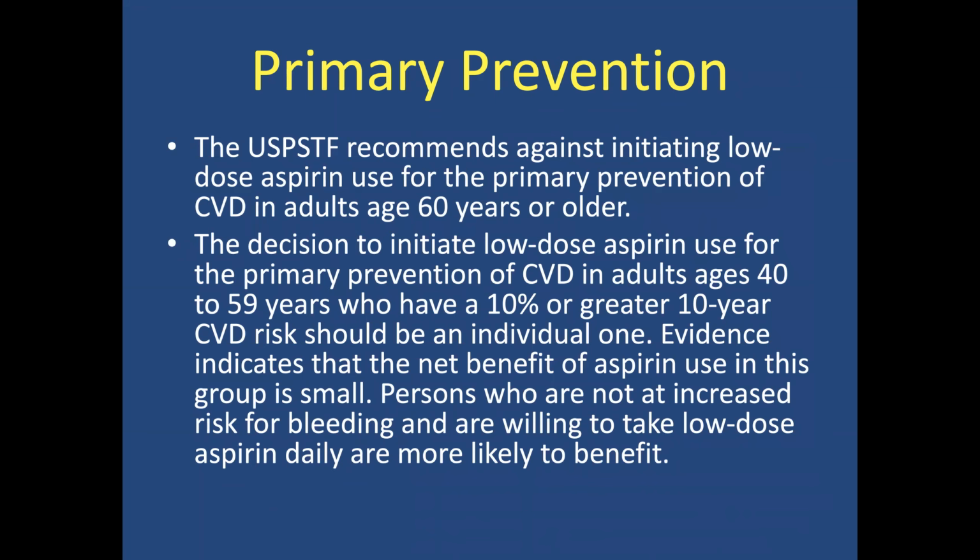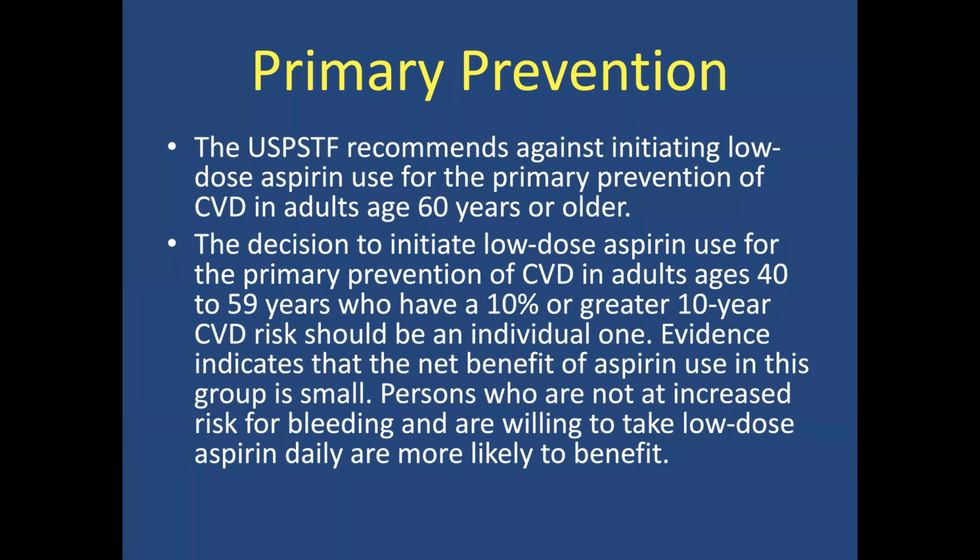In primary prevention, we have new data, and the recommendations have just only recently changed. So the new recommendation from the US Preventive Task Force just last month, I believe, recommended against initiating low-dose aspirin use for primary prevention of cardiovascular disease in adults age 60 or older. So this is in contradiction to the previous recommendation that came out in 2016, which did say that aspirin could be used. It now recommends against using low-dose aspirin.